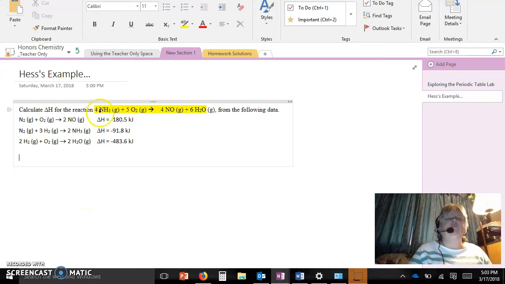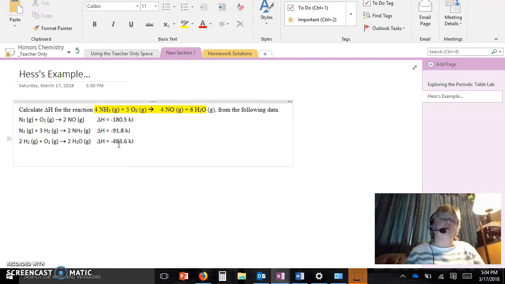Now, I need 4 NH3s, 4 ammonias, in my reactants, and I've only got 2 here, and it's in my products. So first thing I'm going to do is flip my reaction so that the NH3, which is the product in my known, becomes my reactant that I need for my given reaction. I'm then also going to double my reaction.